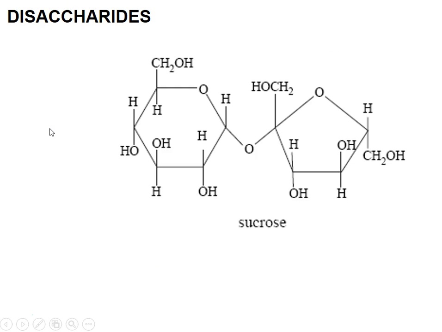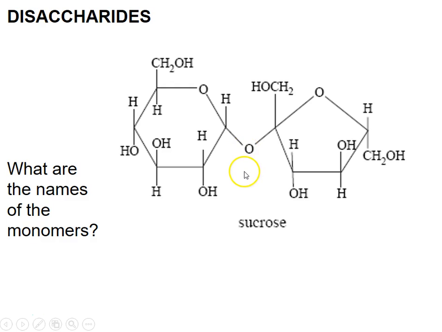Okay, disaccharides. Di means 2, so it's when 2 monomers, 2 monosaccharides get together to make a disaccharide. Okay. What are the names? Which particular monomers are these?